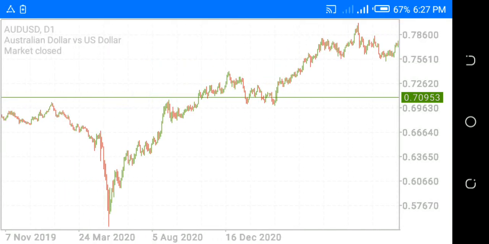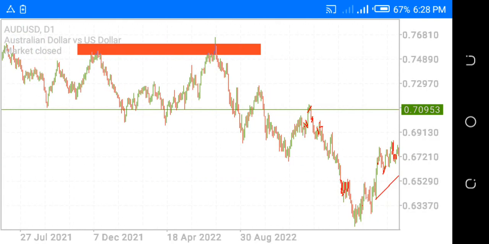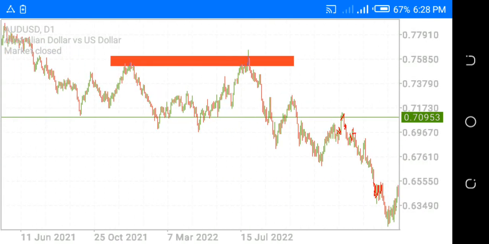Now we're going to dive right in. In this tutorial, I'm going to be using two indicators. One, trend line, and the second one is Fibonacci retracement. Now, the trend line, I'm going to be using it to understand what the market trend is. Now, let's talk about this future market trend.